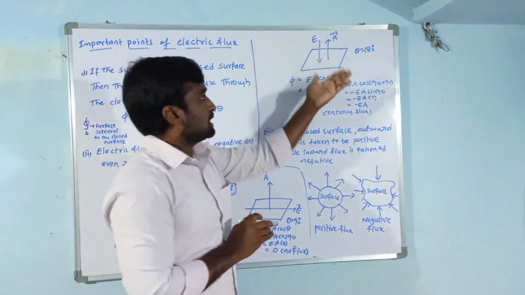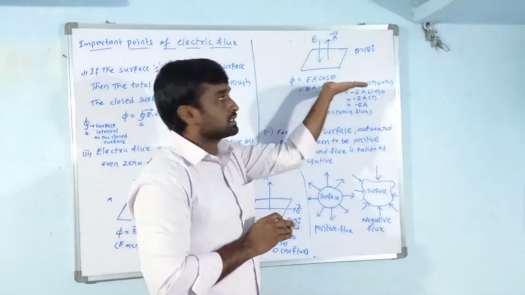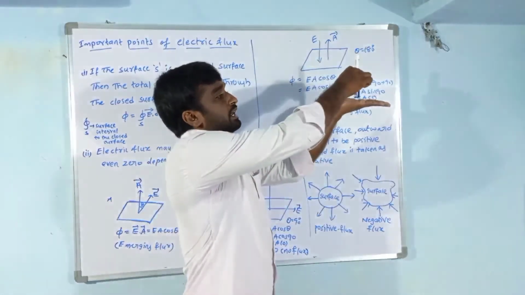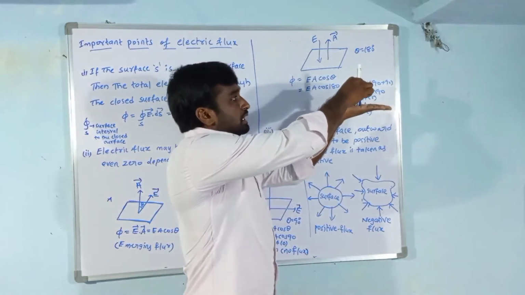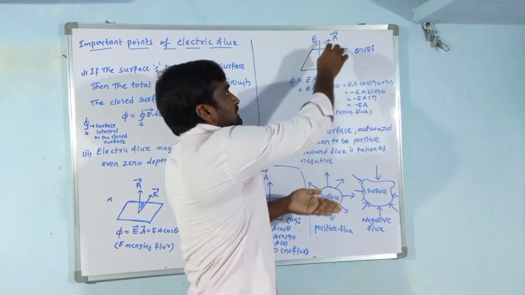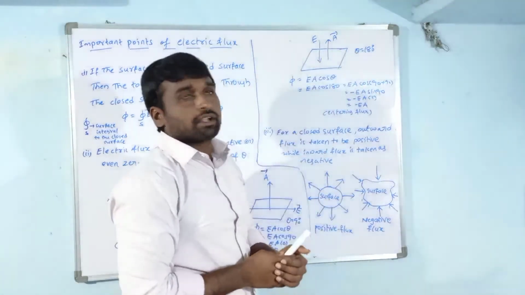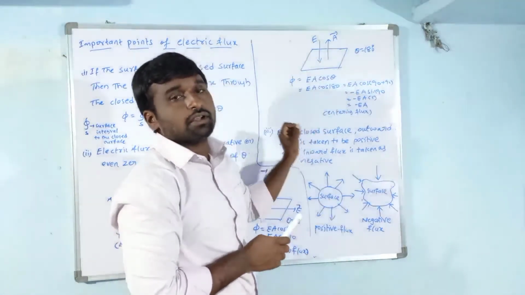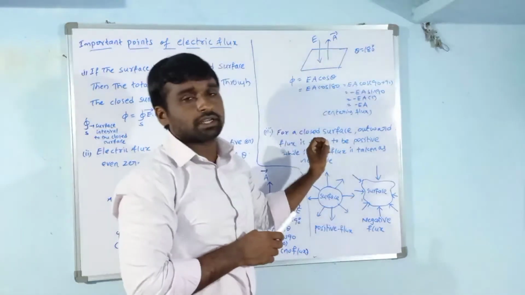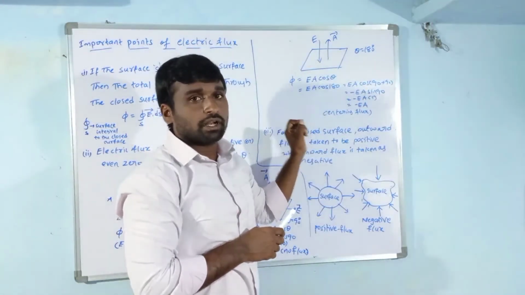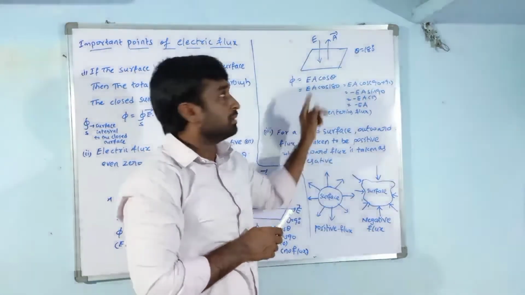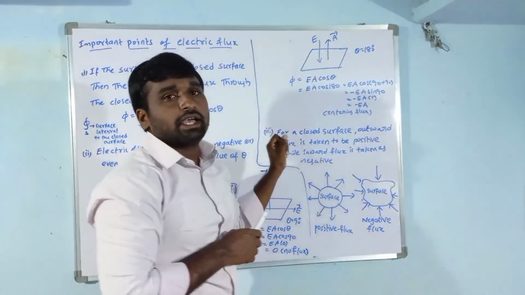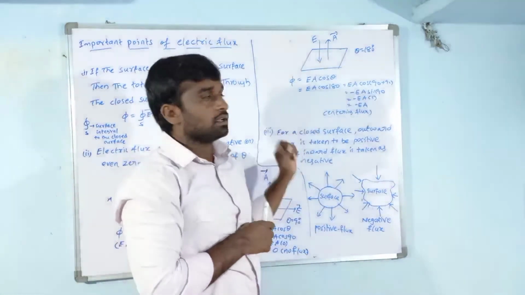Next, this is the area element. Okay, this is the position of the area element. What is the direction of the area vector? This is the direction of the area vector. In this condition, the electric field direction is opposite to the area vector. So this is the direction of the electric field, and this is the direction of the area vector. Now both are in opposite directions. When both are in opposite directions, what is the angle between them? That is 180 degrees.